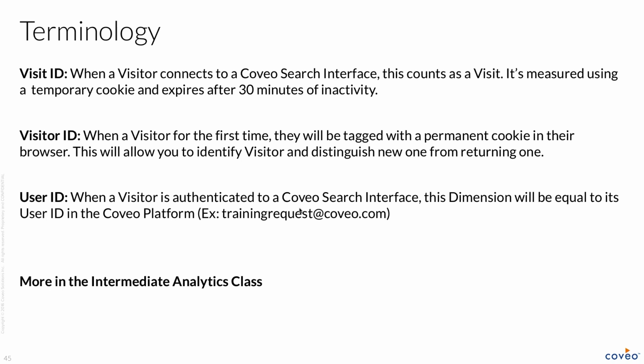So user ID: when a visitor is authenticated, that visitor, like myself, fcote@coveo.com, will be identified as fcote@coveo.com, and thus people will be able to track me even though I use a different browser, a different device, or connect in an anonymous session. If I'm logged in, authenticated to the platform, I'm able to be recognized wherever I access it. More of this in the intermediate analytics class.